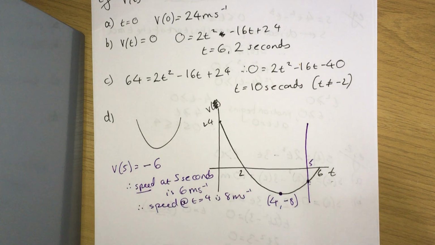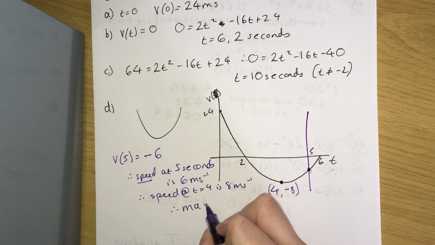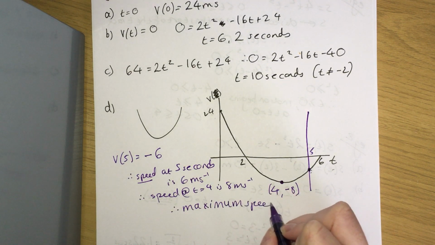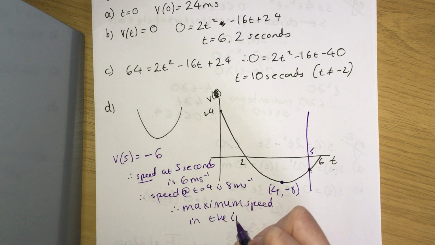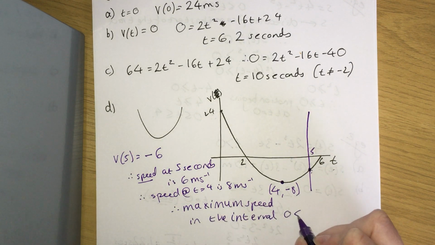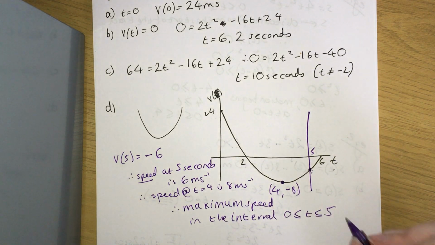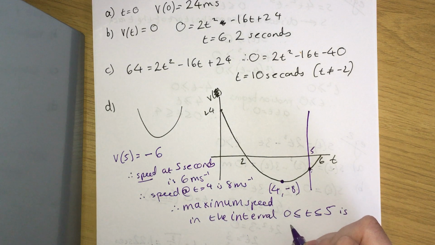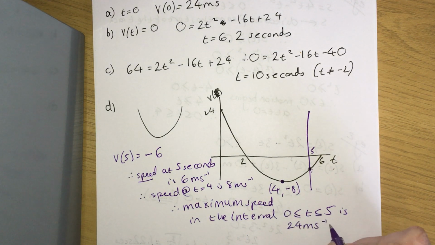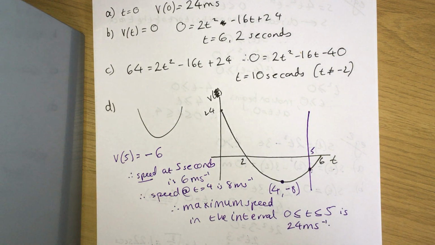So overall, therefore, the maximum speed in the interval 0 to 5 is 24 meters per second. So it's just about interpreting your knowledge of functions. So this is going back to really early in Pure. So it's applying your knowledge of functions to a situation involving displacement, velocity and acceleration. And for now, that is it.